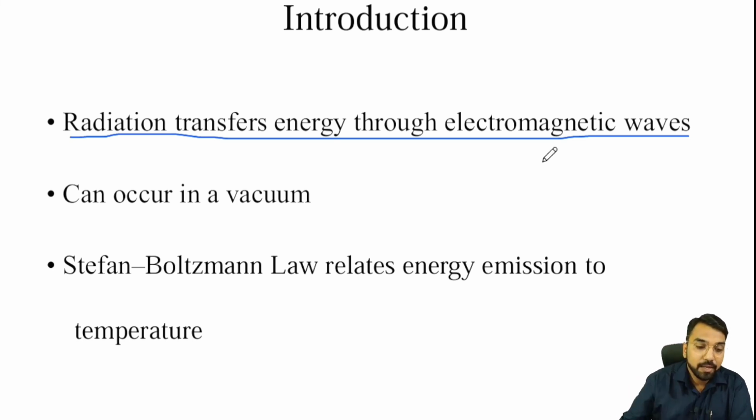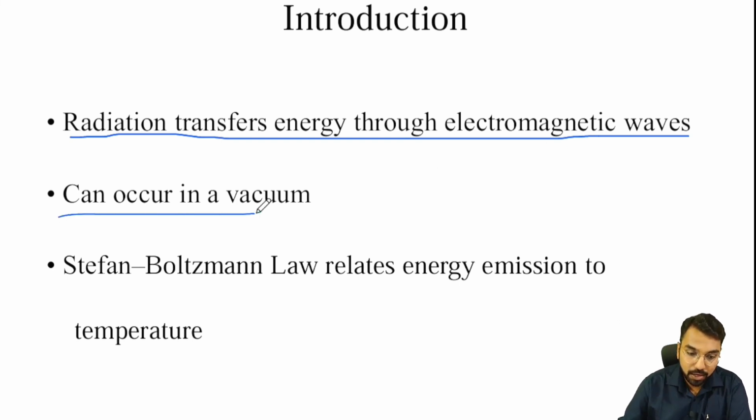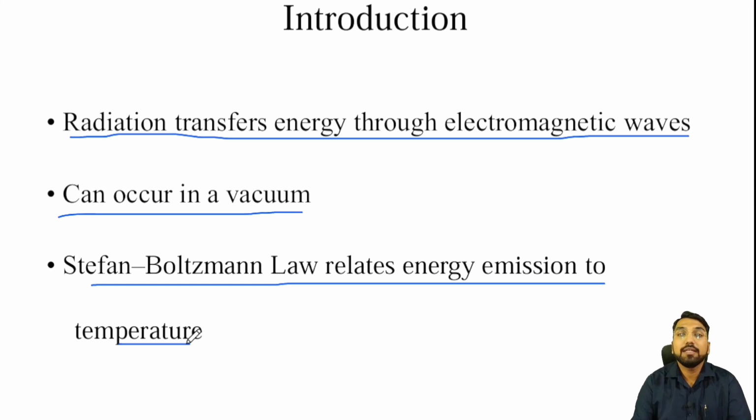So radiation heat transfer carries energy through electromagnetic waves, by the oscillation of the charge on the atoms and molecules. So it can occur in a vacuum. The Stefan-Boltzmann law relates the energy emission to the temperature. This governing equation of radiation heat transfer relates how much energy an object is going to emit according to its temperature, in the form of radiation heat transfer, and that we are going to see with this law.